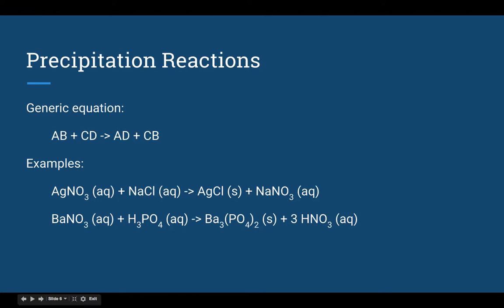Another example here, we've got barium nitrate and phosphoric acid. So even though phosphoric acid is not an ionic compound, acids, when they dissolve in water, produce H plus and some kind of anion. So here it's phosphate. So when you put barium nitrate and phosphate solutions together, the barium here is combining with the phosphate to form barium phosphate here. And the H plus is going to combine with the nitrate to form HNO3, so nitric acid. So again, you can kind of see how this relates to this generic equation where the cation of one compound and the anion of the other are going to combine and kind of swap partners.